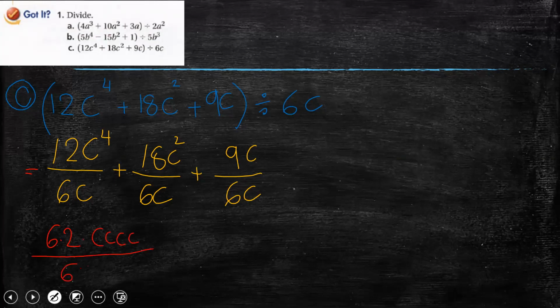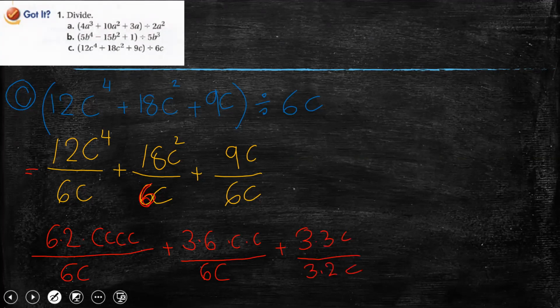Over 6c. Plus 18, 3 by 6, because I need to cancel it here with 6, multiplied by 2, c times c. Bravo. Over 6c, plus 9c, 3 by 3c over 6c, or 3 by 2c. Okay, then 6 cancels 6, c cancels c.